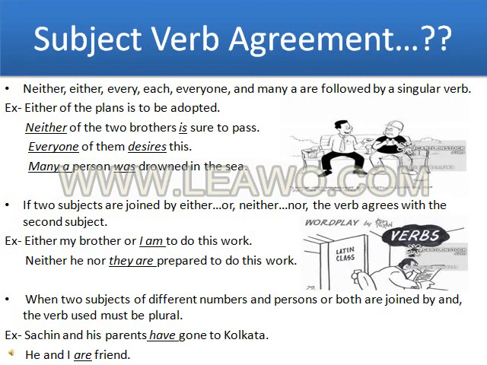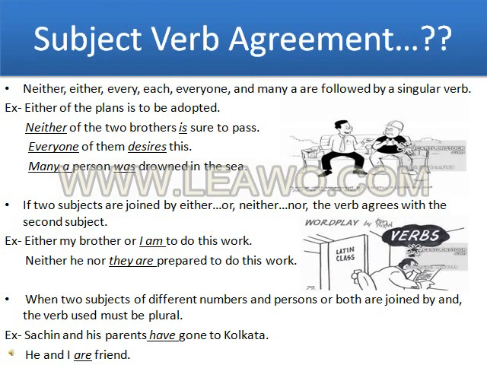The thing we have to understand here: "either of the plans is" what? Plans is plural, but "either" is there in the sentence, that's why we use the singular verb "is". Same with the second sentence, we're talking about two brothers. Two brothers means plural, but "neither" is used, that's why the verb is singular.